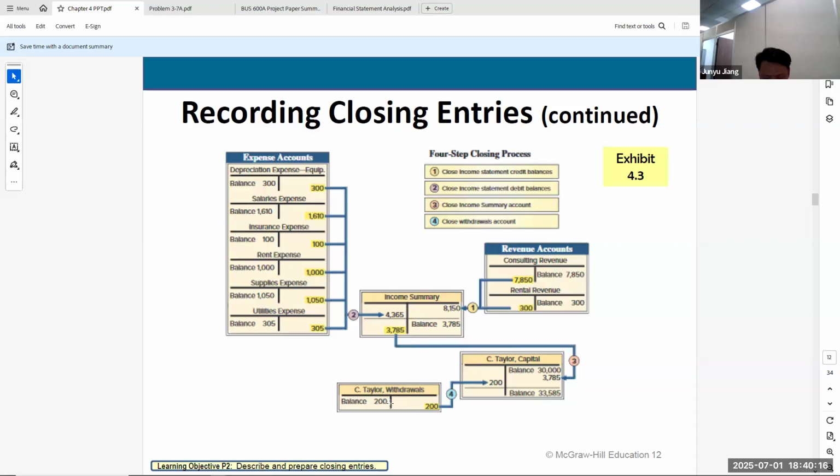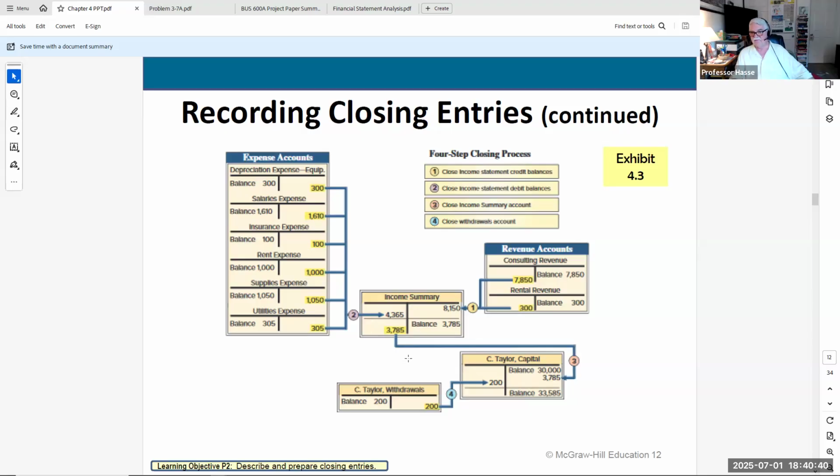Withdrawals or dividends, zero. And the net effect of all that activity is now sitting in your capital account, either retained earnings or the specific owner's capital account. I see no assets, no liabilities being closed in any of these transactions.